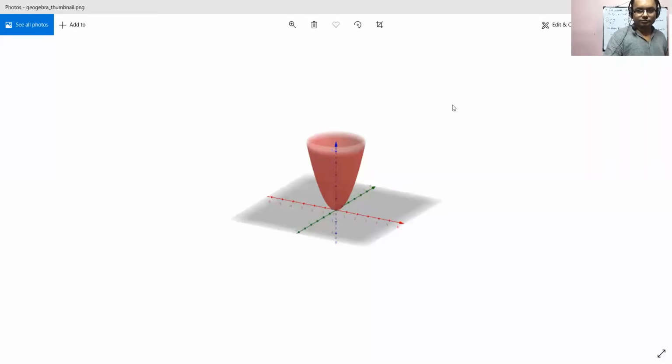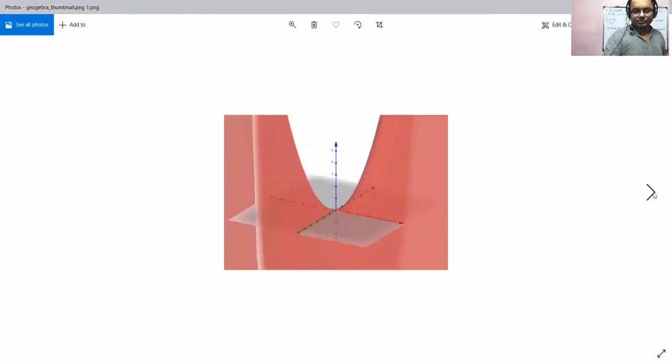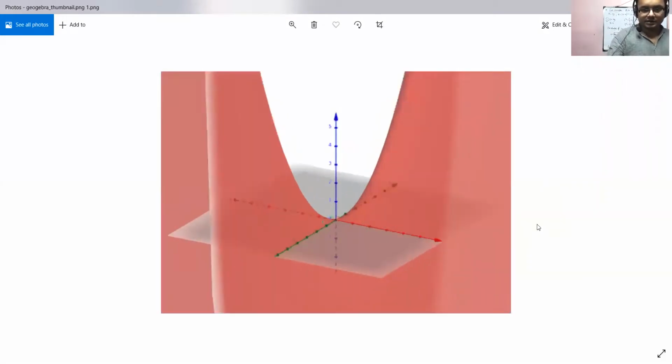Let's take a look. This is the image that you now see. Let's try to enlarge it. So this is z equal to xy. You see this green axis and red axis that have created the xy plane, which is slightly gray in color. Do you see that? And this blue straight line is our z-axis.